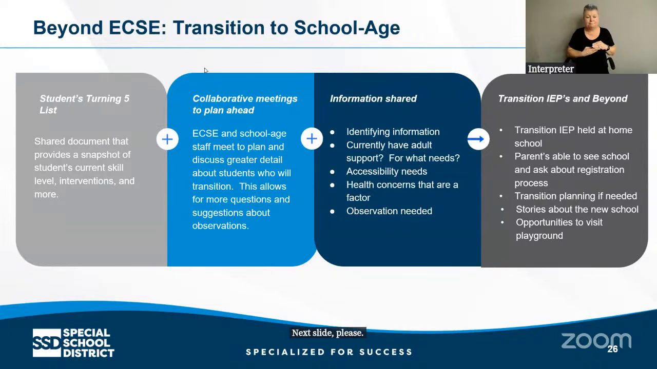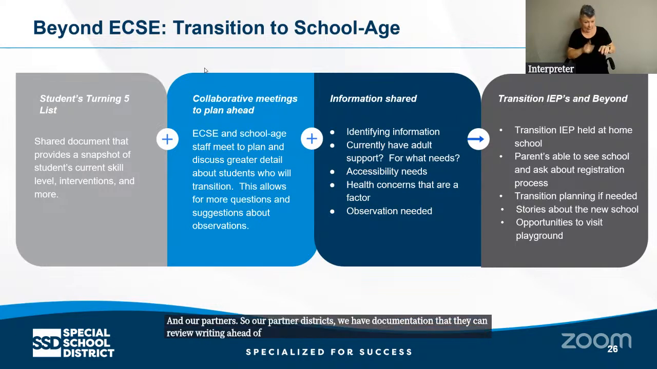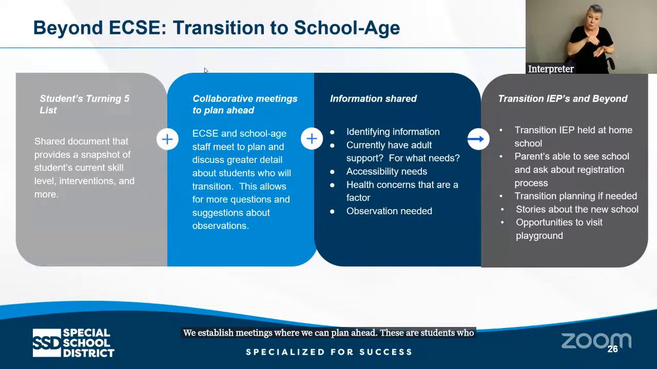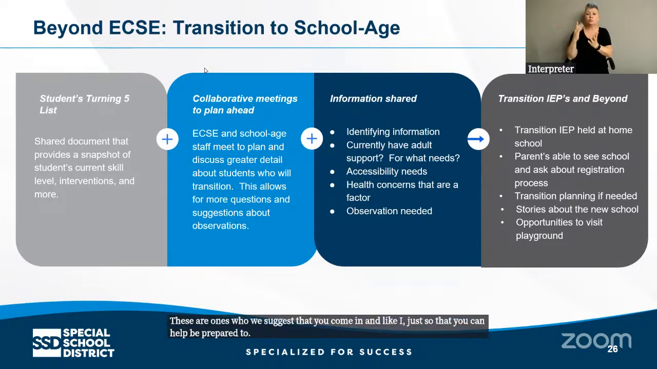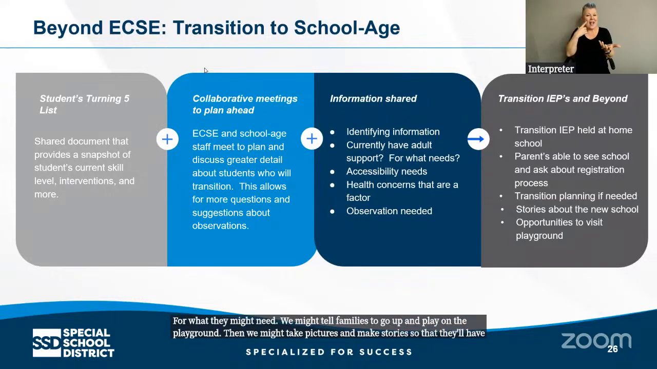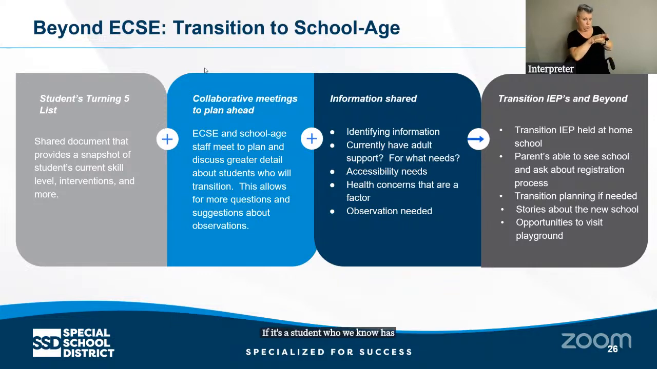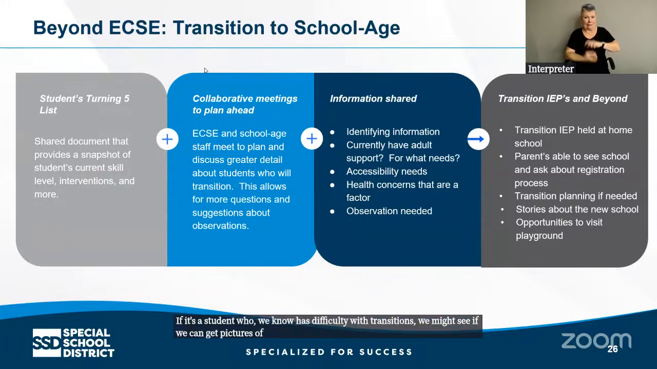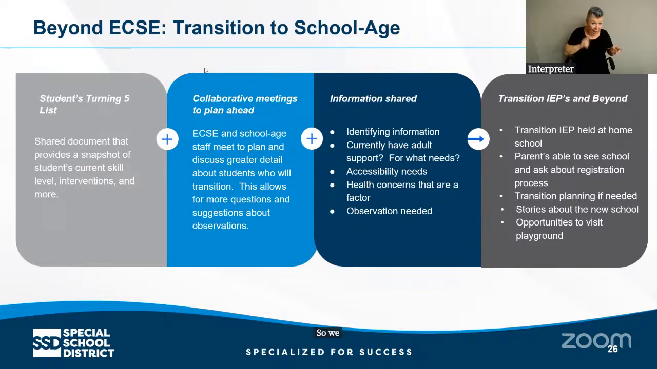Next slide, please. When we look at transitioning beyond early childhood to school age, we have a process that we communicate with our districts and our partners. Our partner districts have documentation that they can review in writing ahead of time. We establish meetings where we can plan ahead. These are students who are coming. These are ones we suggest you come in and lay eyes on, so that you can be prepared to speak to what their needs are and help keep families informed. When we have transition IEPs, we will help prepare for what they might need. We might tell families it might be good to go up and play on the playground. Then we might take pictures and make stories so that they'll have something to review. If it's a student who has difficulty with transitions, we might get pictures of the school so that it'll be a familiar building before they go there. So we do try to work with our school-age counterparts when we do that.